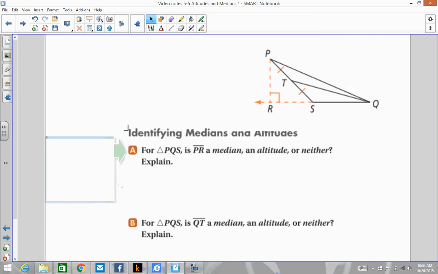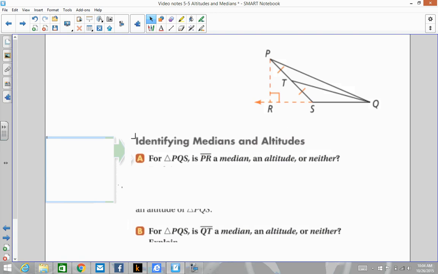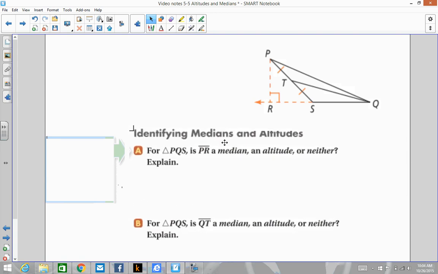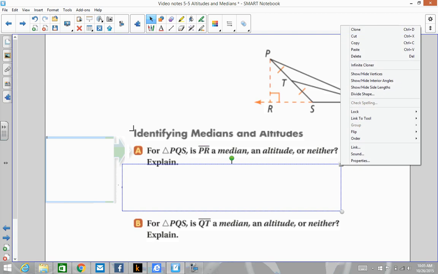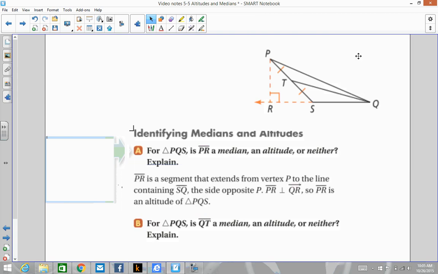So when you look at this first problem, it says for triangle PQRS, is PR a median, altitude, or neither? And so we're looking at PR, triangle PQS. And so it forms a right angle. It has a vertex, so therefore it is an altitude. It goes from a vertex, goes to a line containing the side opposite, and makes a right angle.